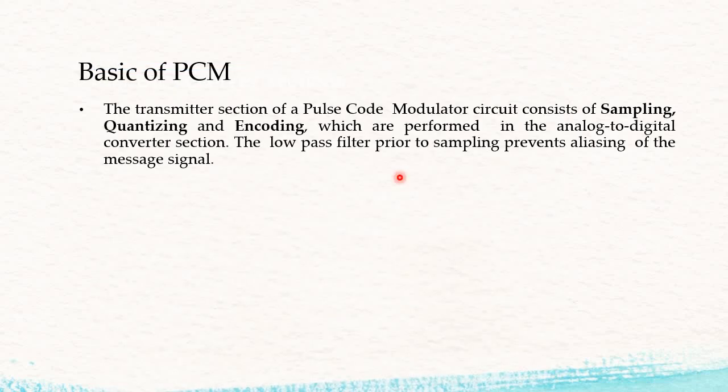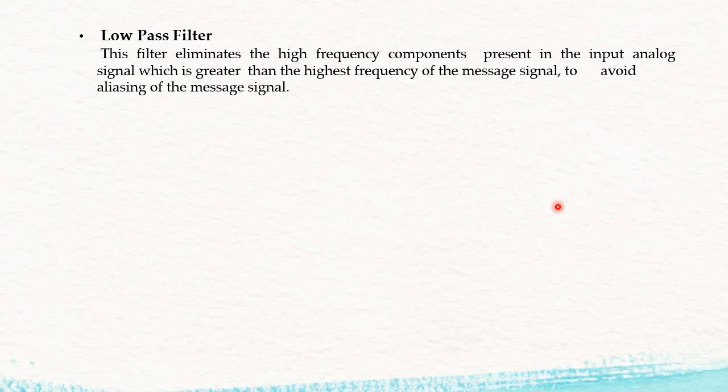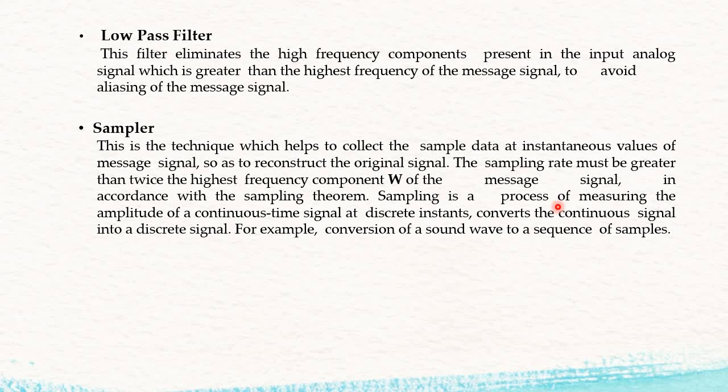Basics of PCM. The transmitter section of a PCM modulator consists of sampling, quantizing and encoding. The basic operations in the receiver section are the regeneration of the impaired signal, decoding, and the reconstruction of the quantized pulse train. Then the low pass filter: this filter eliminates the high frequency components present in the analog input signal, which are greater than the highest frequency of the message signal, to avoid aliasing of the message signal. And then we have a sampler. It is the technique which helps to collect the sample data at the instantaneous value of a message signal so as to reconstruct the original signal back.